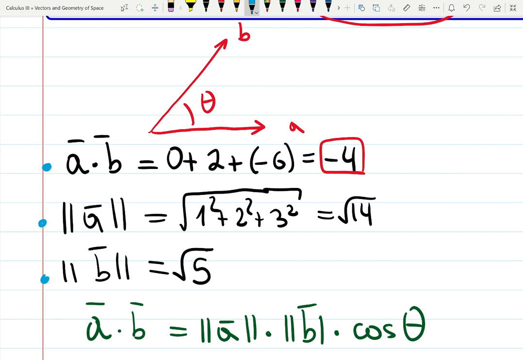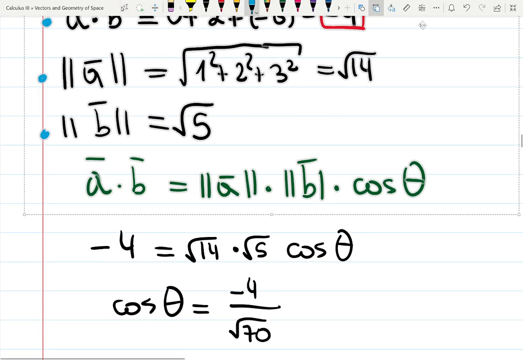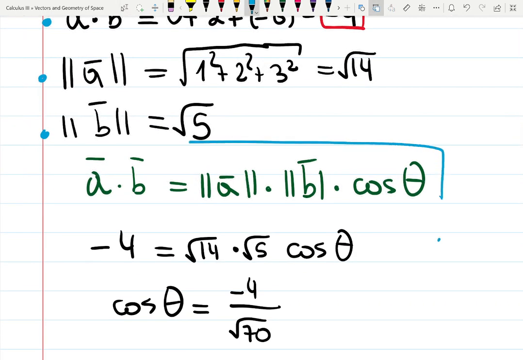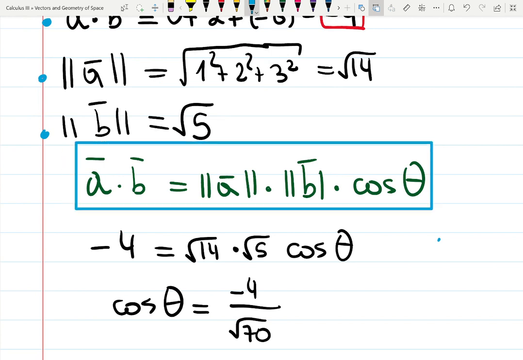And dot product became minus 4. The formula tells me how to use it all. Dot product equals magnitude times magnitude times cosine. So that's why negative 4 was here. Make sense? Good question.